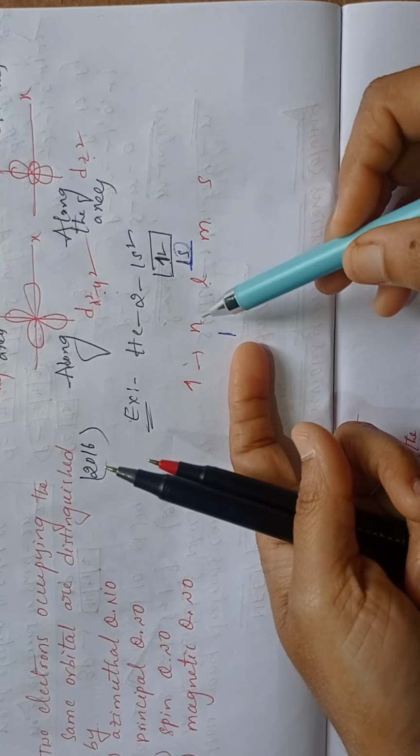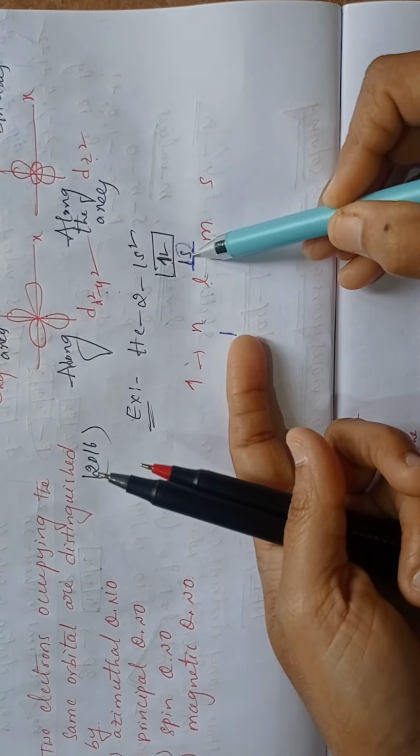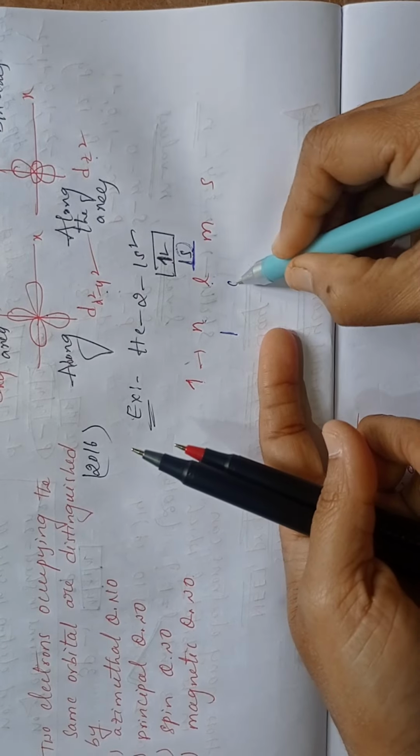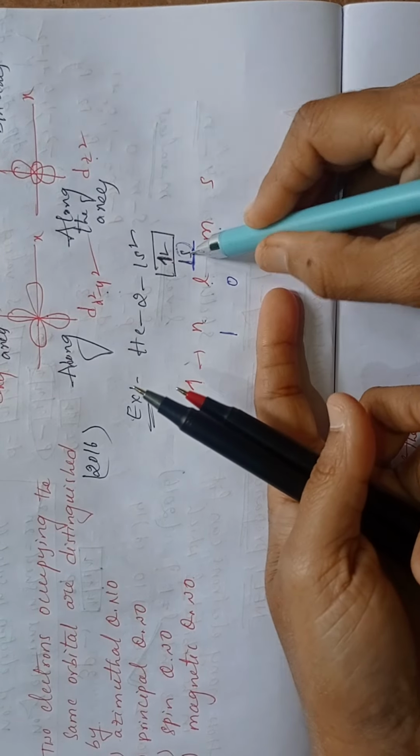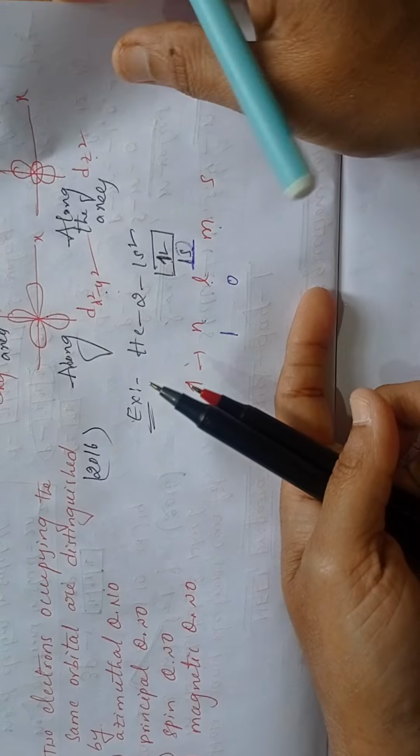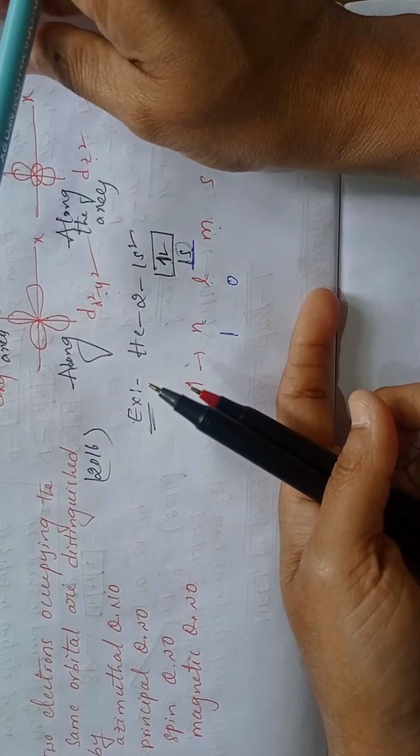Now see, here n value is 1, so the S subshell is there. For the S subshell, L value is 0. M value, for the S subshell, how much? M value is 0. Correct? S subshell, 0.